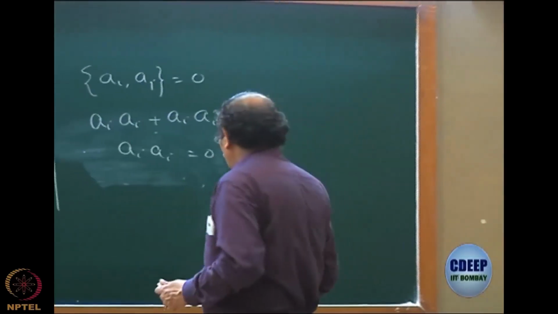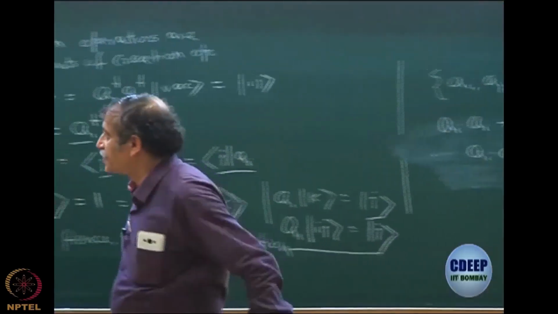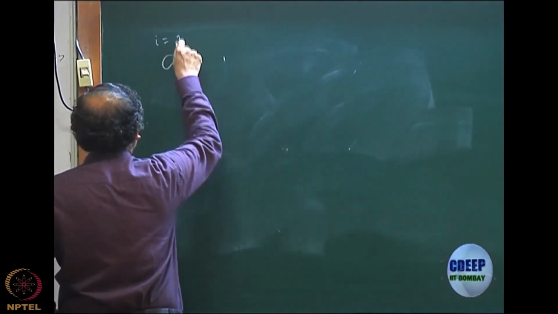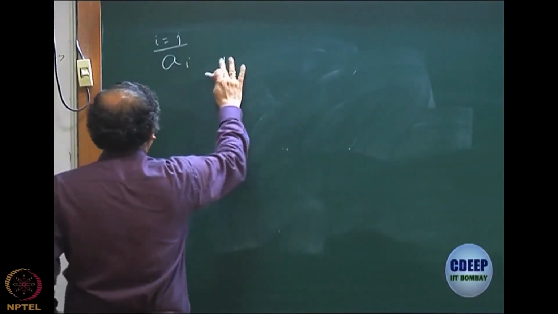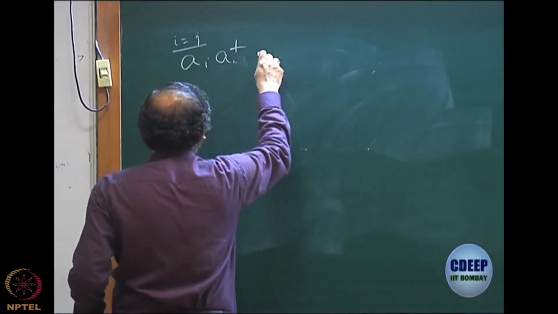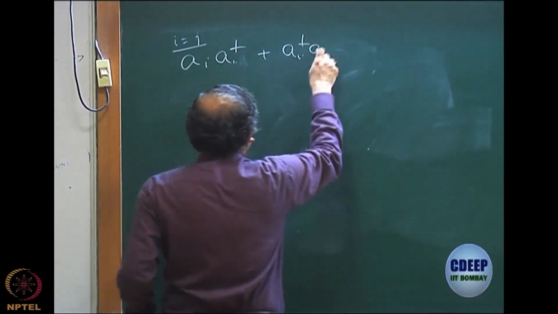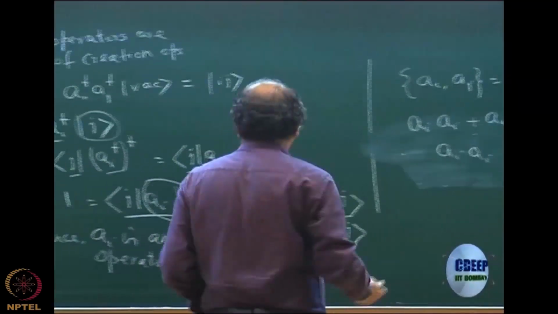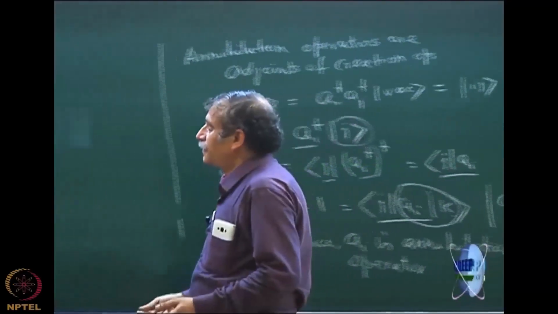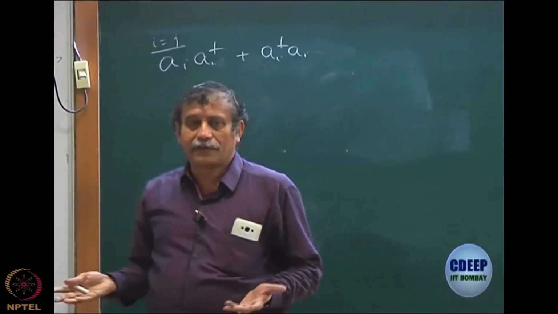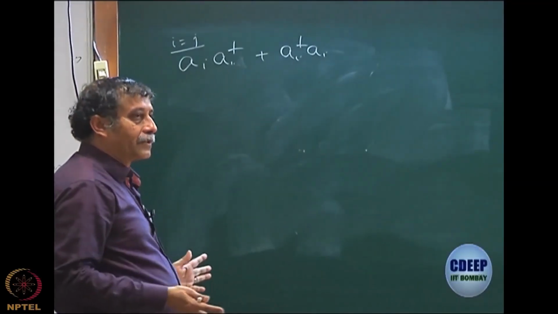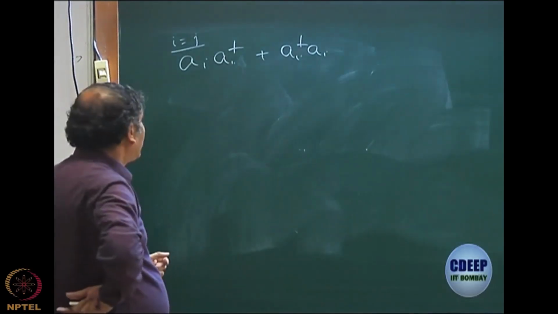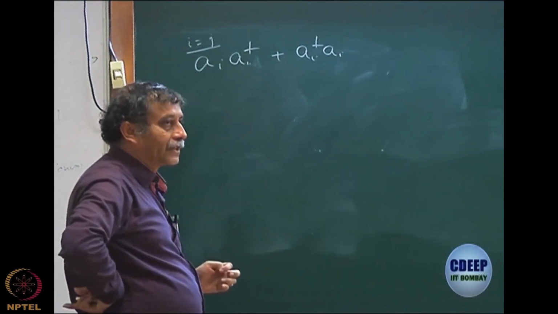Okay. So, let us ask this question now for AI AJ dagger. Let us do it in 2 steps. So, let first I take I equal to J. So, it means I want to define what is AI AI dagger plus AI dagger AI, right. So, I am asking this question of AI AJ dagger or AJ AI dagger, whatever, for I equal to J. So, I have the anti-commutator, which is now AI AI dagger plus AI dagger AI, correct.